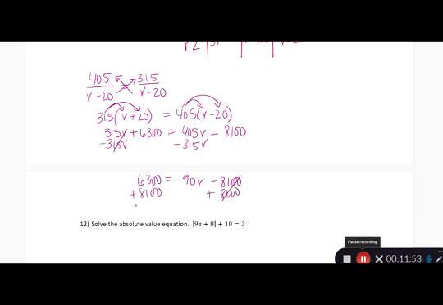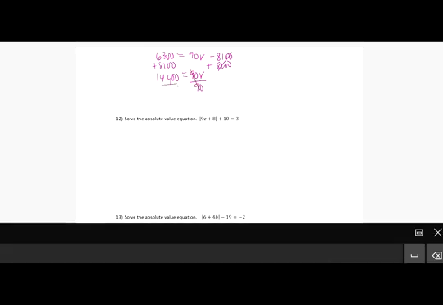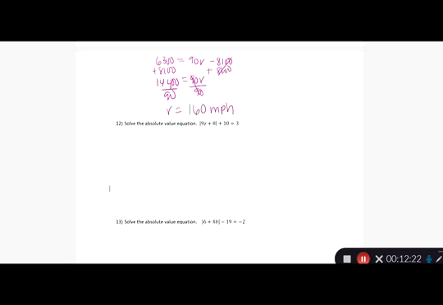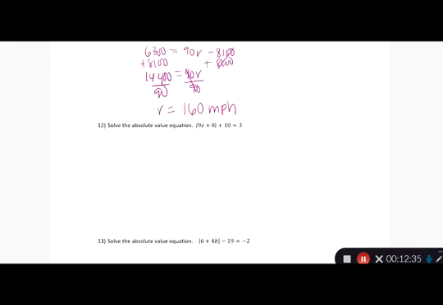So I get 14,400 equals 90r. Okay, so then we divide by 90 and divide by 90. You get r equals 160 miles per hour. And if you remember, we were talking about the speed of the plane in still air. So the wind is either speeding it up or slowing it down. So 160 miles per hour for a plane is a reasonable speed, right?